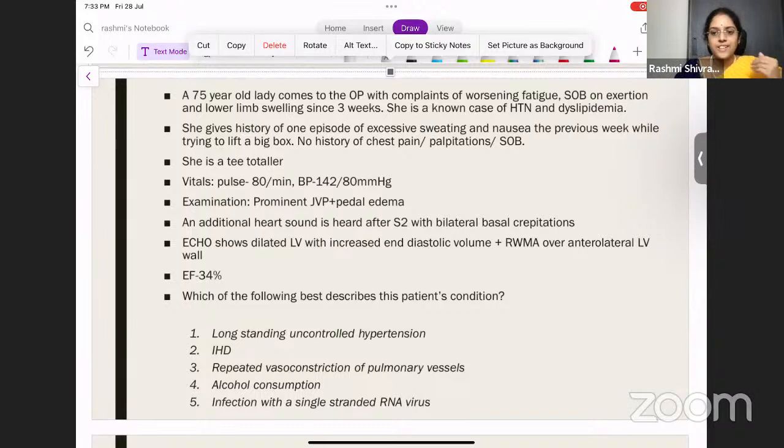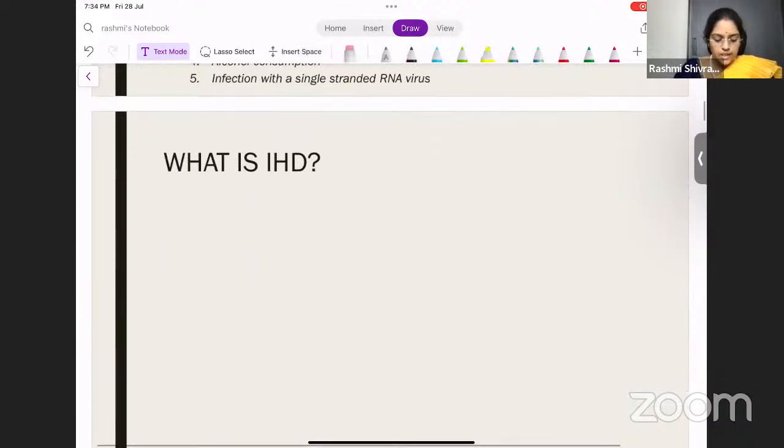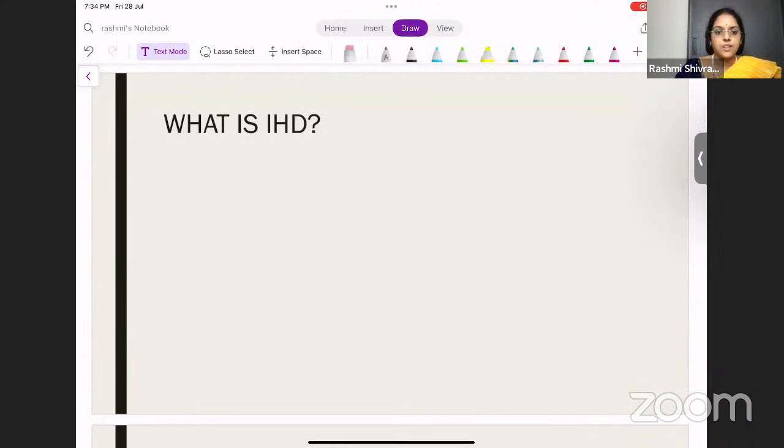I would like all of you to go through these options. I don't want you to say it is ischemic heart disease just because the topic is ischemic heart disease. I would like to know how you have arrived at that answer. Just keep it in mind and post your answer so that we can discuss later. So what exactly is ischemic heart disease? What do you think is ischemic heart disease?